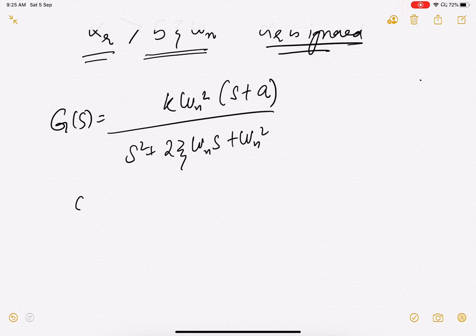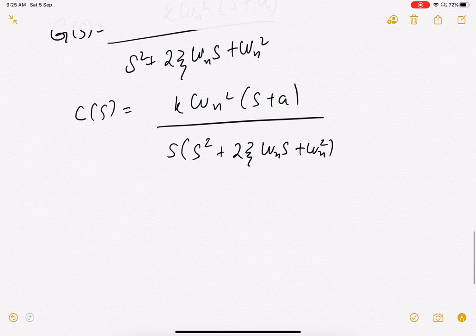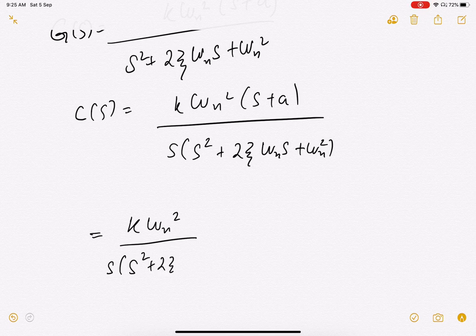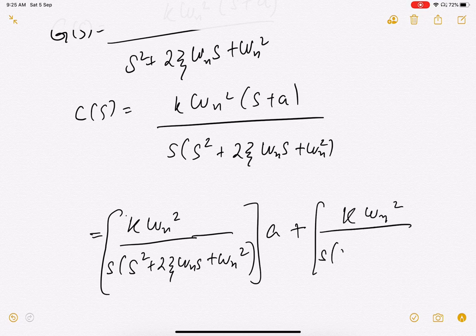So our C(s) is going to be k omega n square (s plus a) over s times (s square plus twice zeta omega n s plus omega n square), right? And let us break this down into two parts. So this is going to be k omega n square over s square plus twice zeta omega n s plus omega n square, multiplied with a, and then again k omega n square over s square plus twice zeta omega n s plus omega n square, and this is multiplied with s.